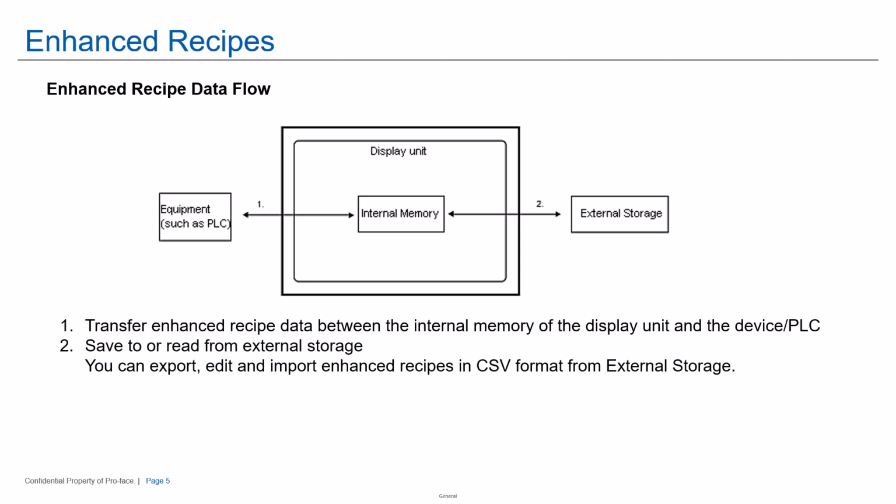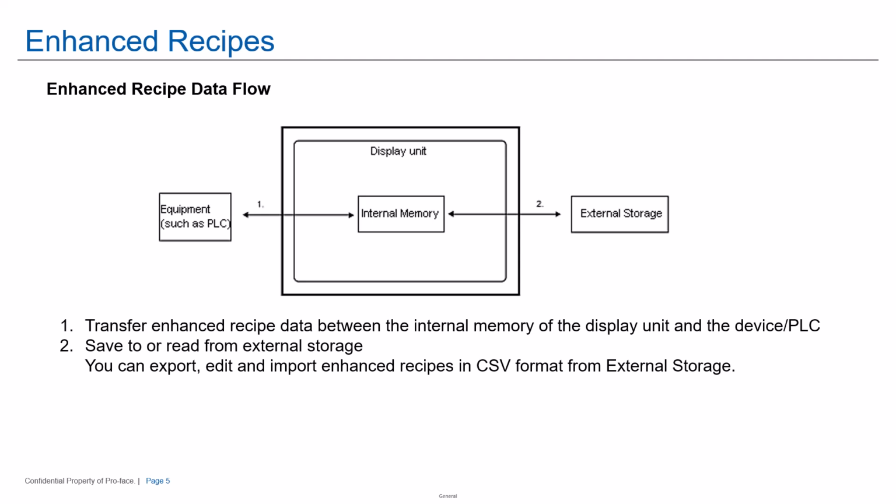Here's the enhanced recipe data flow. This is again just taking screen captures from the manual. So what we have is our display unit with its internal memory, and we have equipment, and then we have say the devices that we're connected to or the memory areas that we're concerned with. In the first case, we are transferring enhanced recipe data between the internal memory of the display and the device PLC, and we can actually go both ways as the arrow indicates. So we can have a recipe and then bring the PLC data into that recipe live, so to speak.